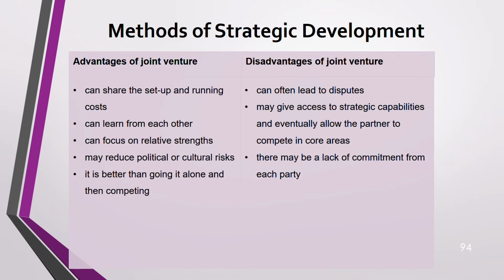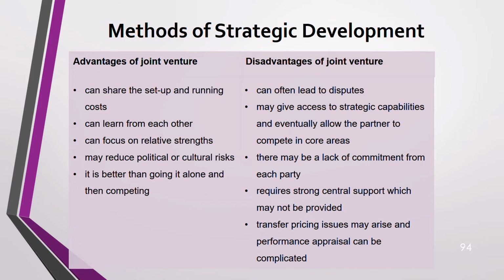Third, there may be lack of commitment from each party. Commitment is not the same for all parties. If it's the same, good. But in the practical world, we know that lack of commitment is there from either party. It requires strong central support which may not be provided. In a joint venture with two or three parties, they need strong central support that binds them together, but there is not that strong central support. And then transfer pricing issues may arise and performance appraisal can be complicated.